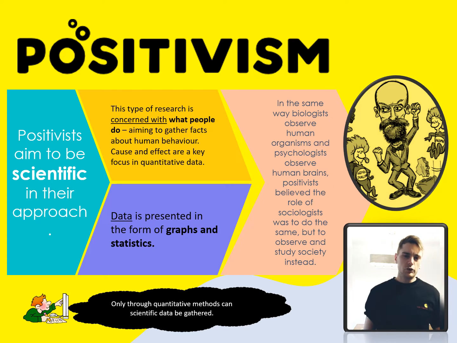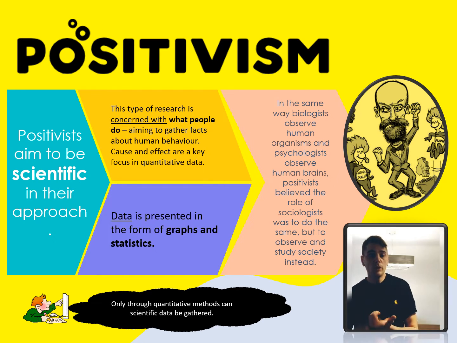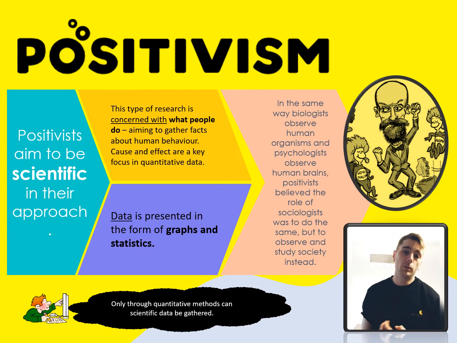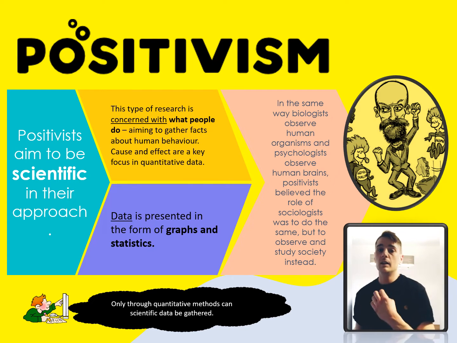Well, positivists try and study society in the same way that natural scientists study the human body or maybe the human brain. So let's think about it like this. A psychologist might compare the brain of a criminal with that of a non-criminal, and they might be able to observe differences in their brain development to establish facts about human behaviour. Well, a sociologist who identifies as a positivist tries to do the exact same thing.